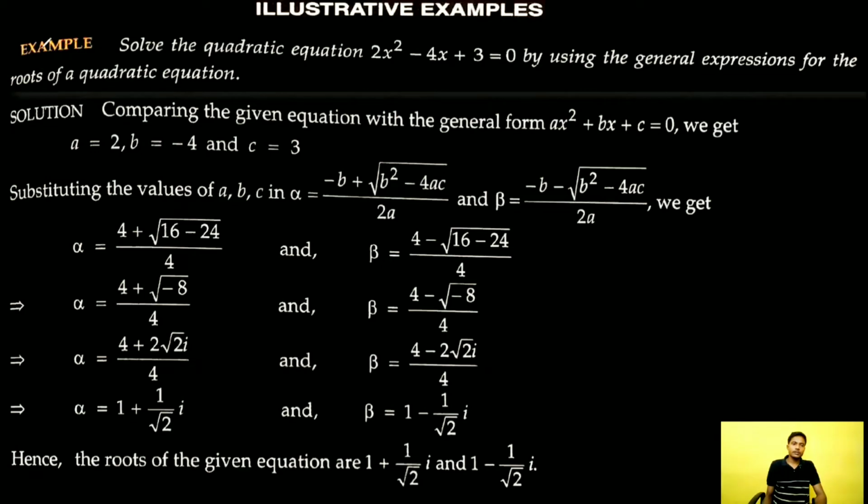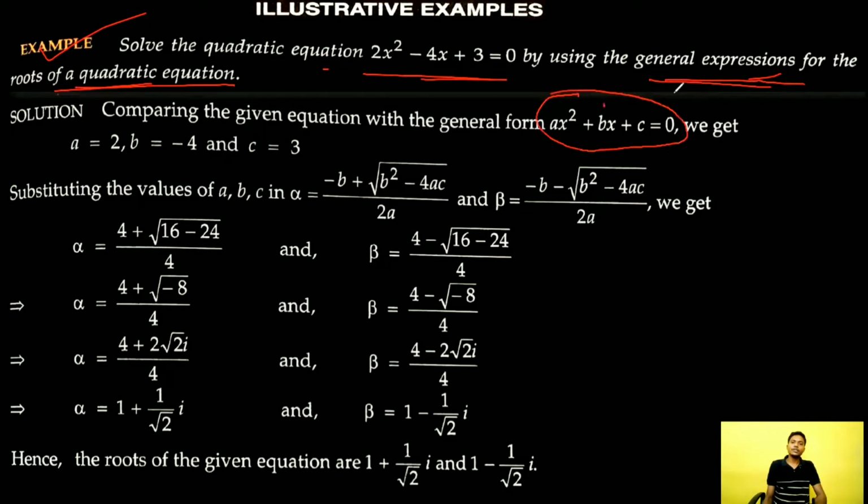This is example 1. Solve this quadratic equation using the general expression for the roots of the quadratic equation. We know the general equation and the general roots, alpha and beta. Now if we compare the general equation and this given equation, then we have a is equal to 2, b is equal to minus 4, c is equal to 3.